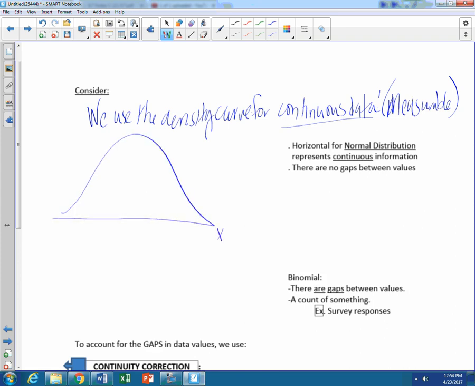Here are our x's. For each x, we can find a corresponding z. Again, this is continuous data. So maybe, for example, we're talking about heights. That would be something measurable, and those are represented along a scale. Maybe the mean is here at 70 inches. So again, we've got this continuous scale, but there are no gaps in here. We don't have a gap between 70 and 71, and so on.